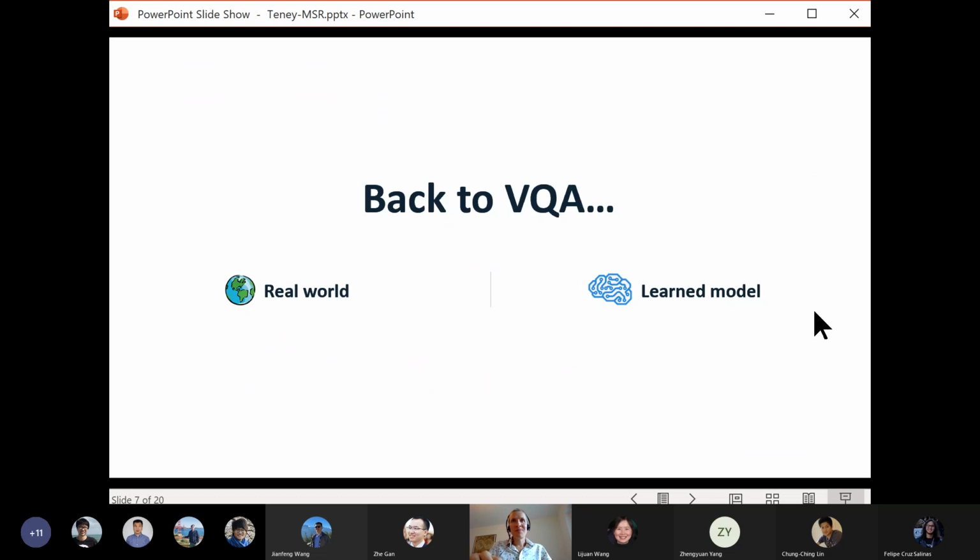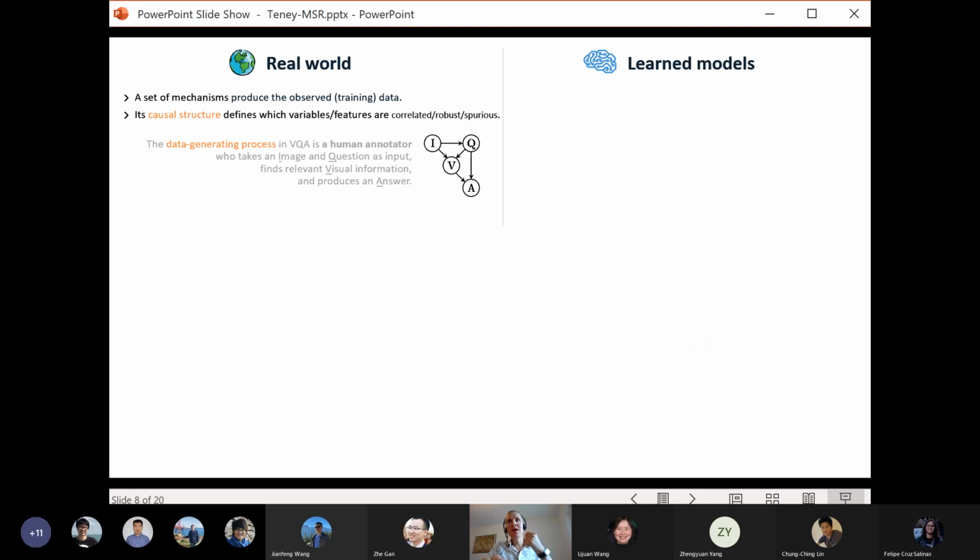So let's get back to VQA. And the view that I like to take here is to compare on one side the real world and on the other side the model that we learn. In the real world, we have a set of mechanisms that produce the data that we observe, our training data. And the causal structure of these mechanisms matters because that's what defines which features are correlated with one another and which of these correlations are spurious or robust. So we call these mechanisms the data generating process.